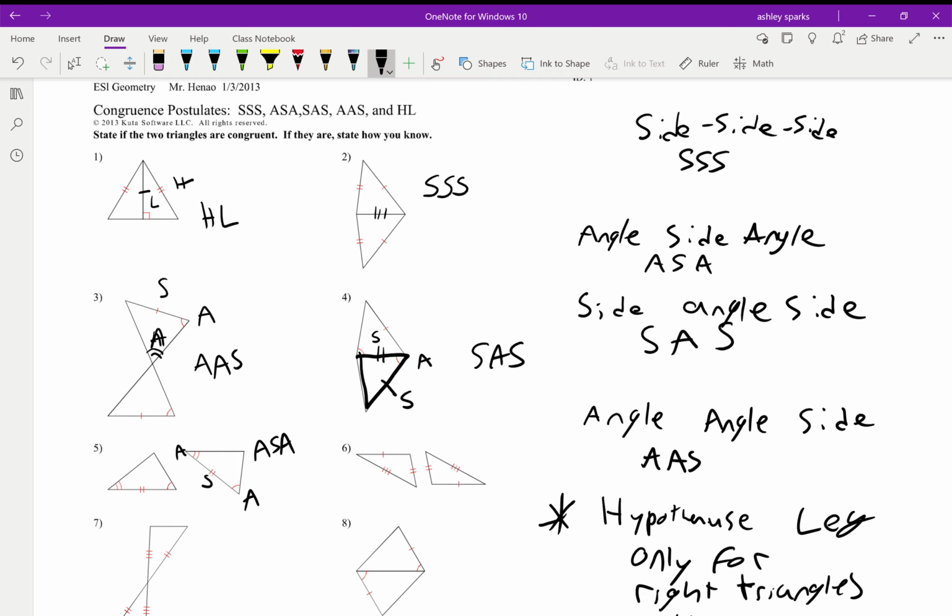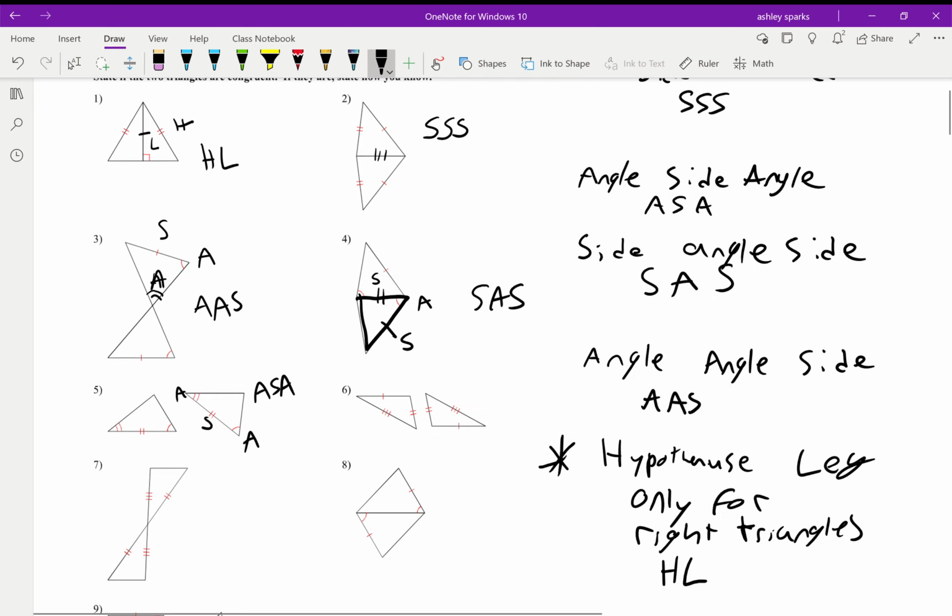You might look at that one and say that it's also side, side, angle, but that is not one of our things. If you spell out a donkey, that's not correct. You should be only getting these 5 combinations. So you can look for having all 3 sides in common, angle, side, angle in common, side, angle, side in common, angle, angle, side in common, or the hypotenuse leg in common.